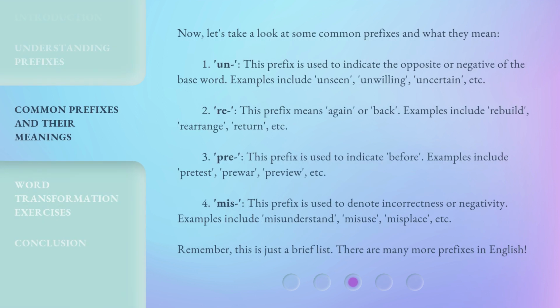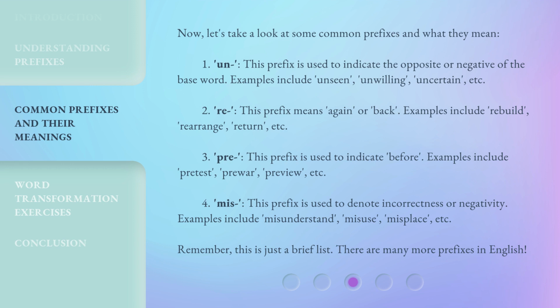Now, let's take a look at some common prefixes and what they mean. 1. Un. This prefix is used to indicate the opposite or negative of the base word. Examples include unseen, unwilling, uncertain, etc. 2. Re. This prefix means again or back. Examples include rebuild, rearrange, return, etc.